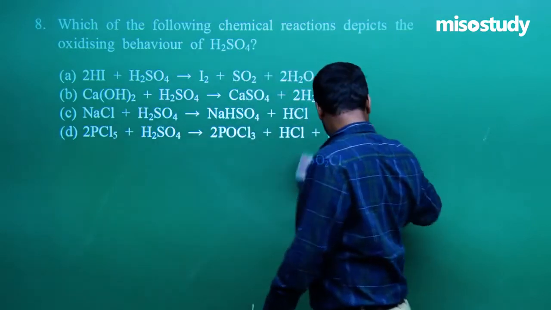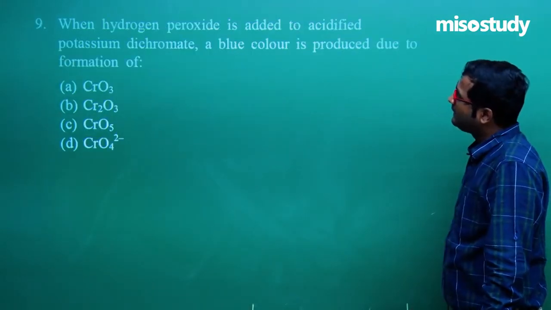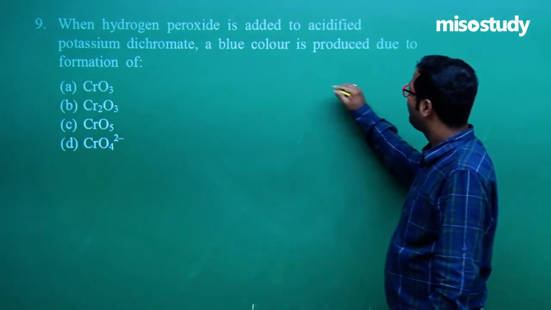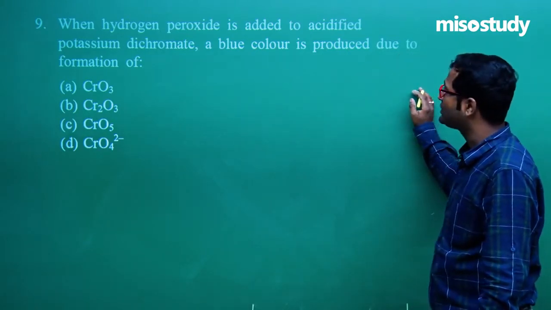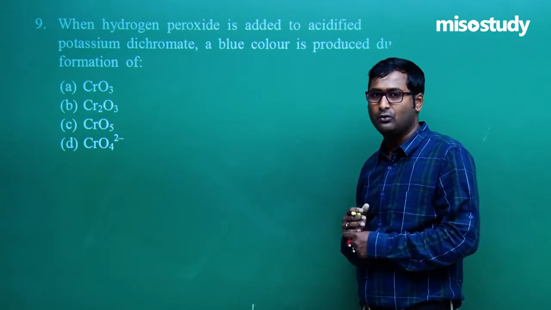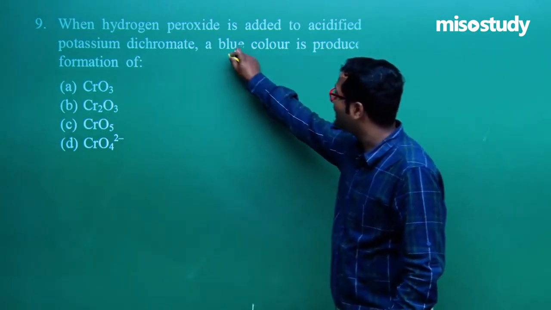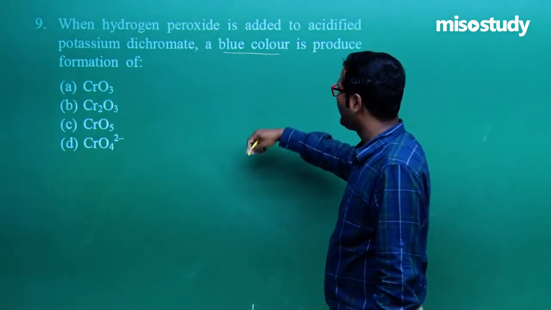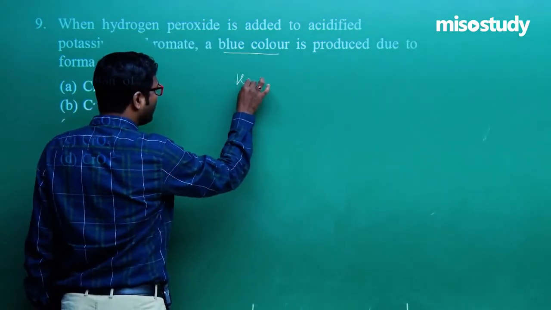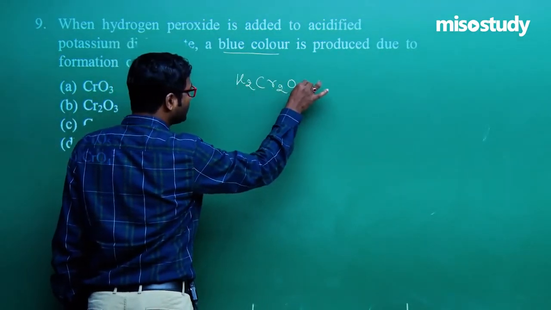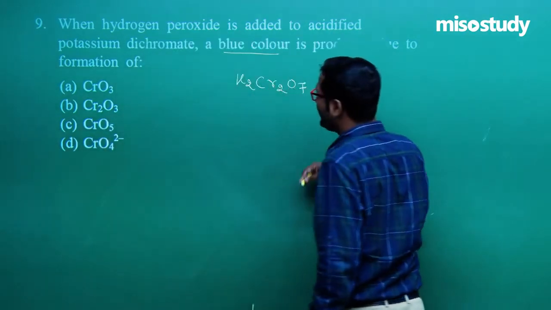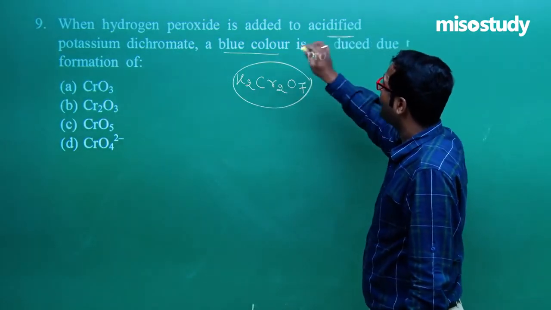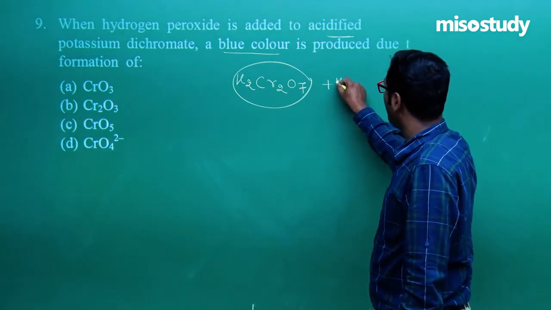Look at the next one. What is the next question? When hydrogen peroxide is added to acidified potassium dichromate, a blue color is produced due to the formation of, this is the theory based question. We people know this is the theory based question, and the blue color, as I discussed earlier in my previous question, when potassium dichromate, what is the formula of potassium dichromate? We people know that it is K2Cr2O7. Clear? This is the potassium dichromate, and potassium dichromate on treatment with acidified H2O2.